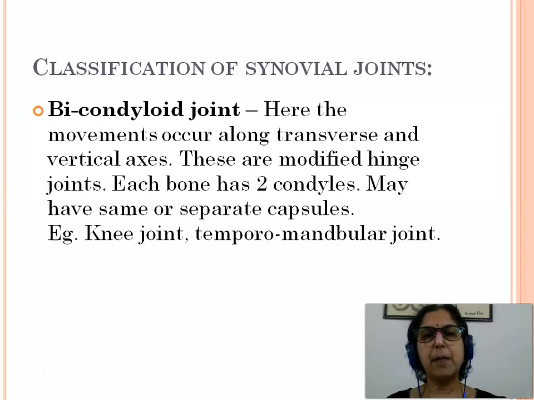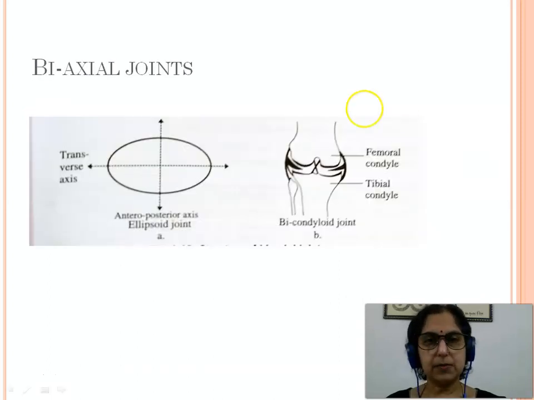mandibular fossa of temporal bone on right side and left side. So these are two separate condylar joints covered by separate capsules. So what we see here is the bicondyloid joint, where two condyles articulate with reciprocal two condyles, movements occurring along two axes, transverse axis and vertical axis.